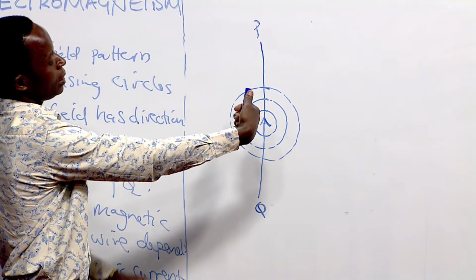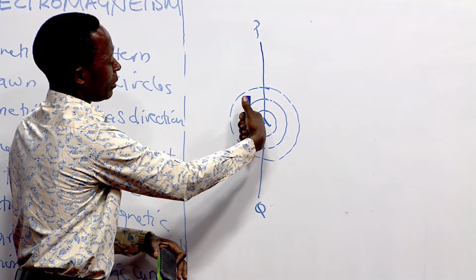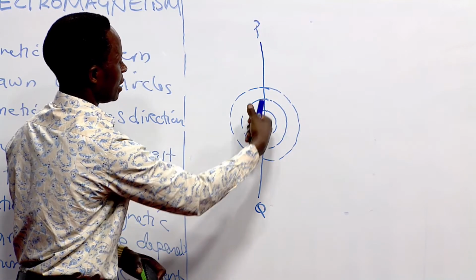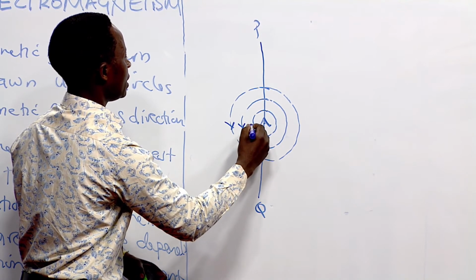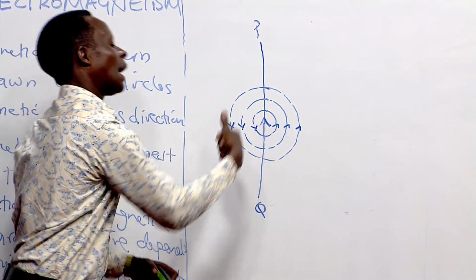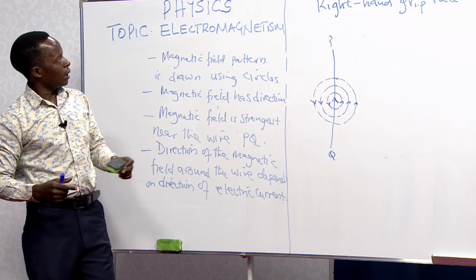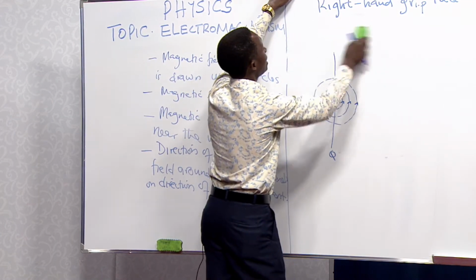Now the direction is according to the way the fingers have curved. So I will now come here and indicate the direction on this side and also on the other side. So that means if you do that, here the field is this way. It is actually anti-clockwise. Hope all of you have got that. Okay, so that's all about the right hand grip rule, but we need to state it so that we note it in our books.